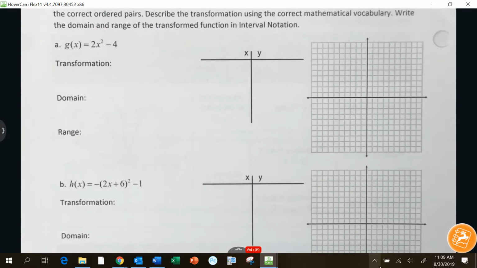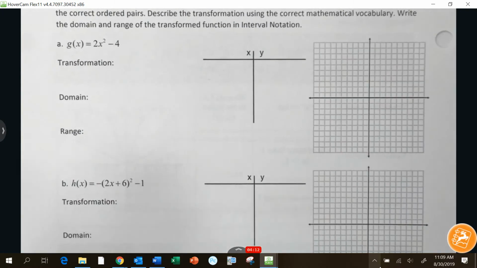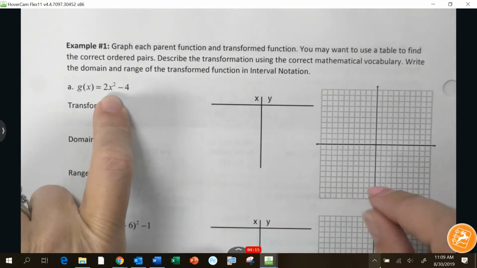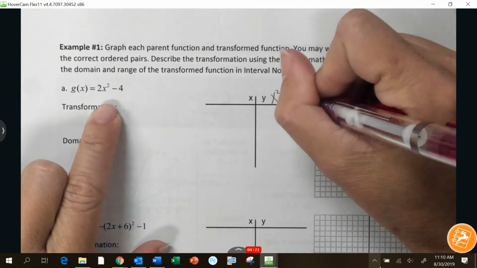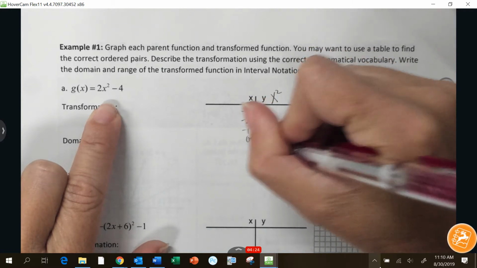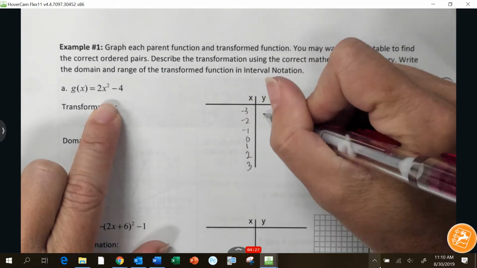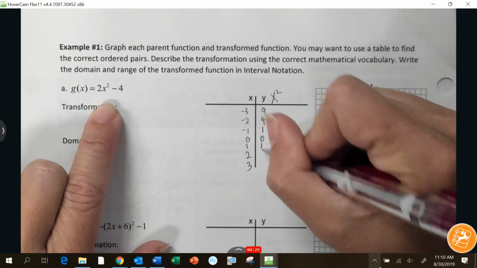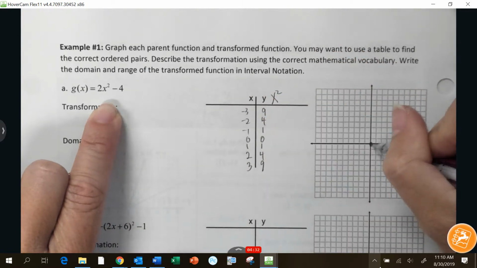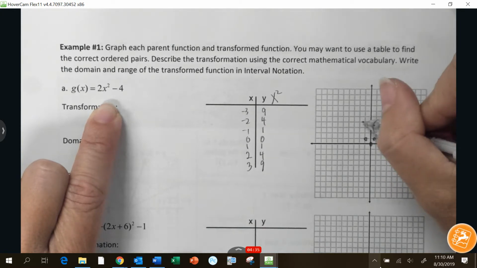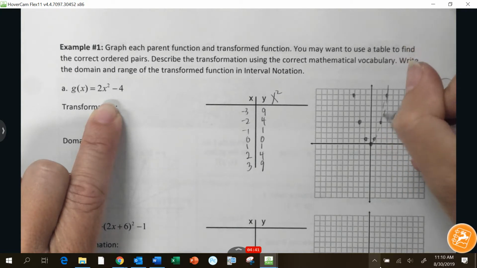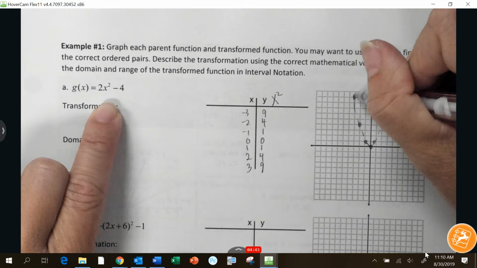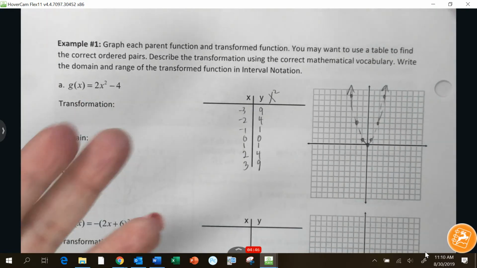Now we'll actually do some of this. We'll start with G. First thing that I want to do is decide what my parent function is. What's my parent function? Quadratic, x squared. And then I use my parent function points, and you are asked to graph the parent function and the new function. So I'll go ahead and plot my parent function points. I'm going to do it dashed so that I can tell the difference between that one and the new one.